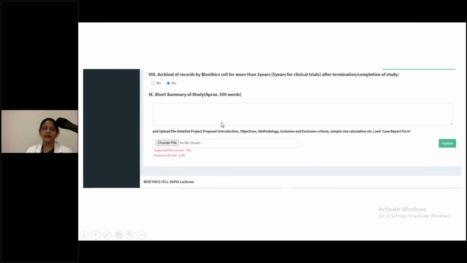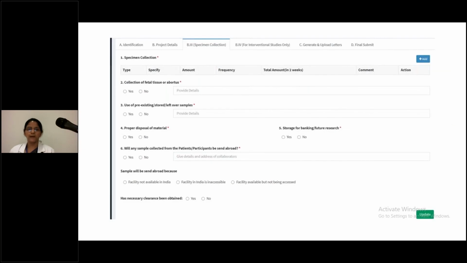Okay, then you need to upload the file with the detailed project proposal and of course a short summary of about 500 words. So you paste the short summary here and upload a file of project proposals. Okay, then we go to specimen collection. It is self-explanatory. You tell what is the type of specimen that you want to enter, how much, what is the frequency, everything goes in the specimen collection.